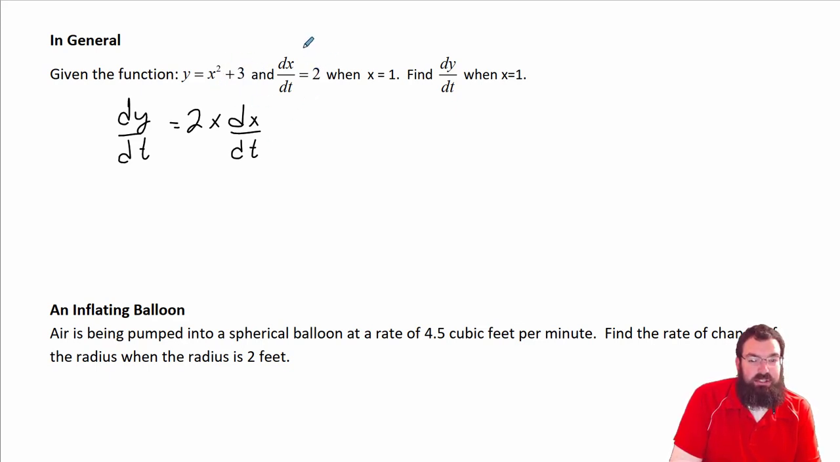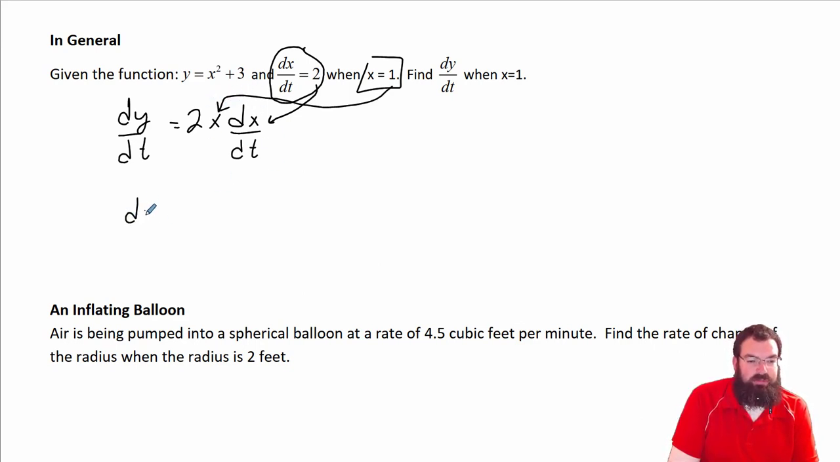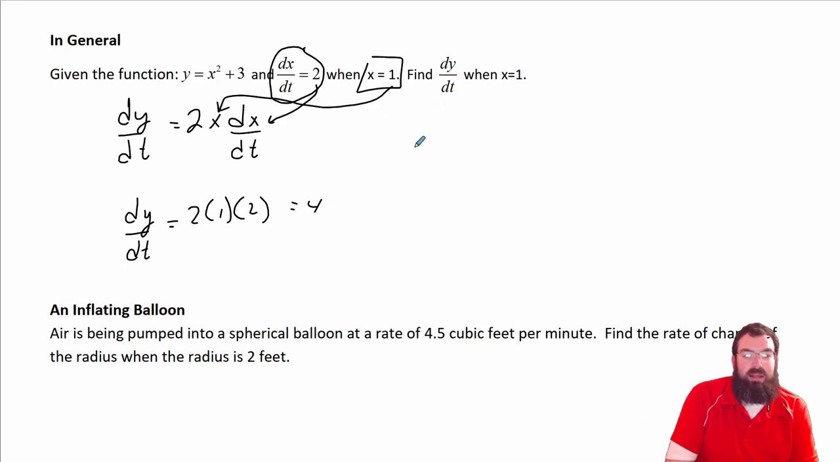And so dx dt is equal to 2 when x is equal to 1. So this 2 is going to go here, this 1 is going to go here. Once I plug those in, I'm able to find dy dt, which is 2 times 1 times 2, which is 4. So dy dt equals 4.